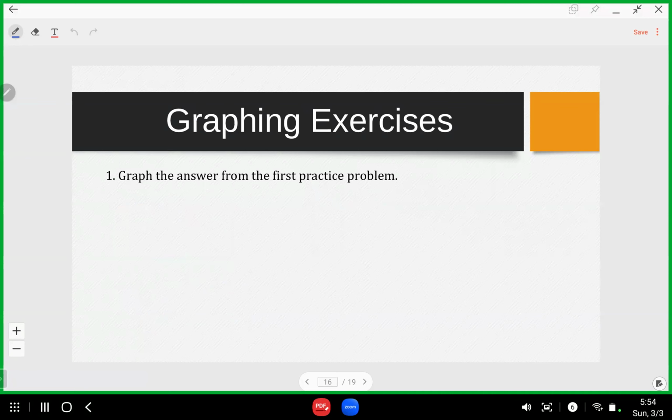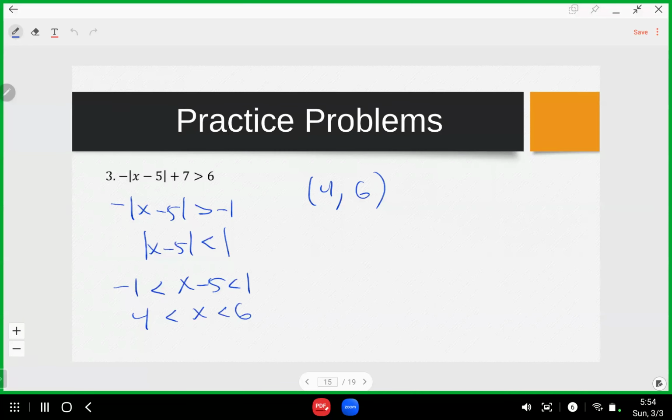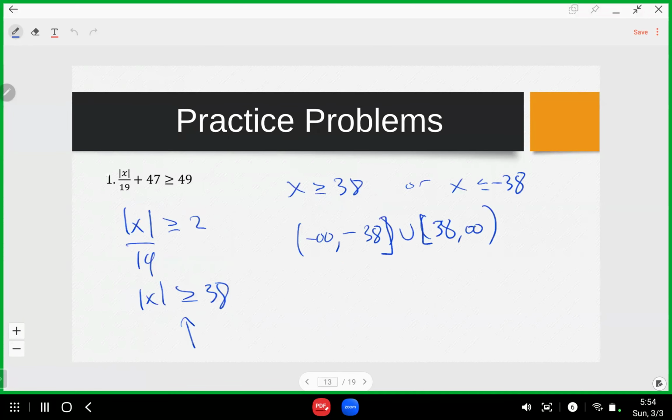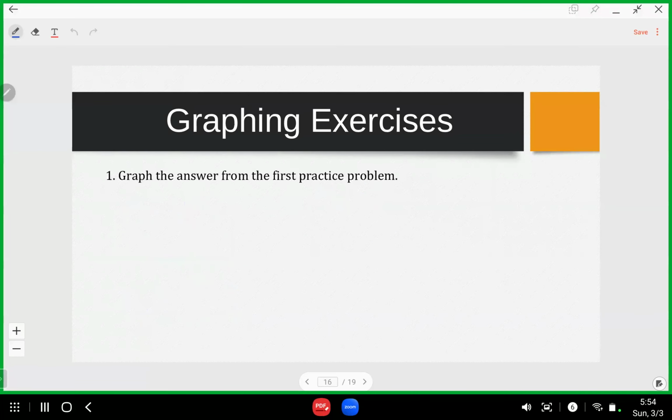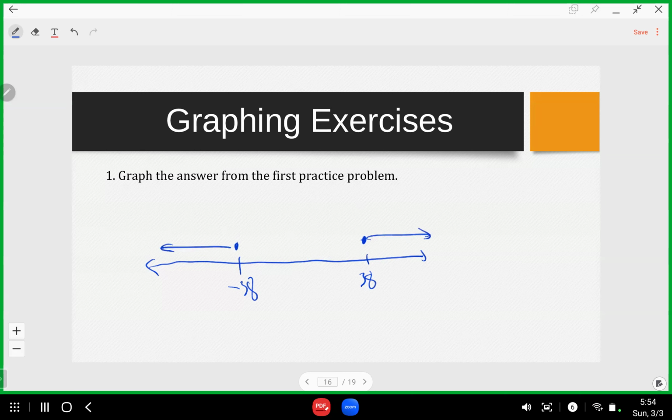Graph the answer. Okay, so now we can graph the answer. So our answer was negative infinity to -38 here, so we can graph it. Pretty sure it was inclusive too. We have -38, 38 here. Okay, so again, open circles, and here's the key point of or inequalities. Or inequalities are going to be diverging in the graph. It's not going to be a closed interval. It's going to be two arrows pointing away from each other. That's the or inequality.